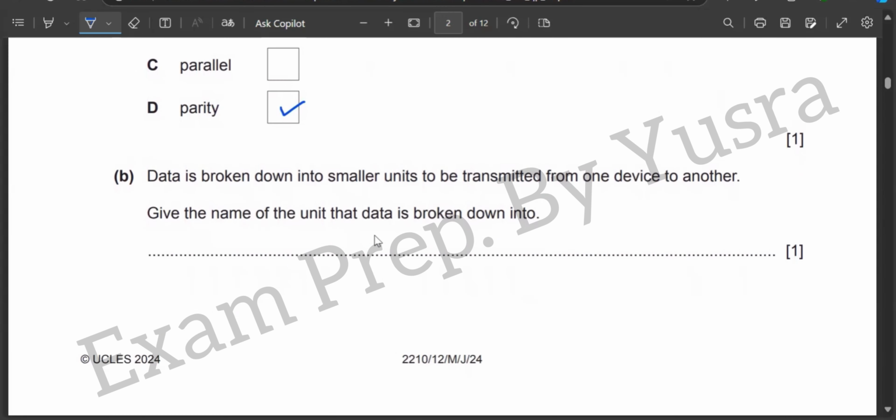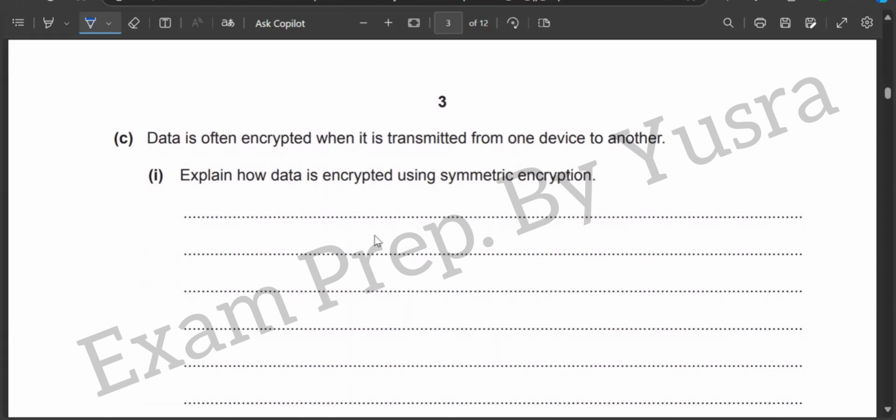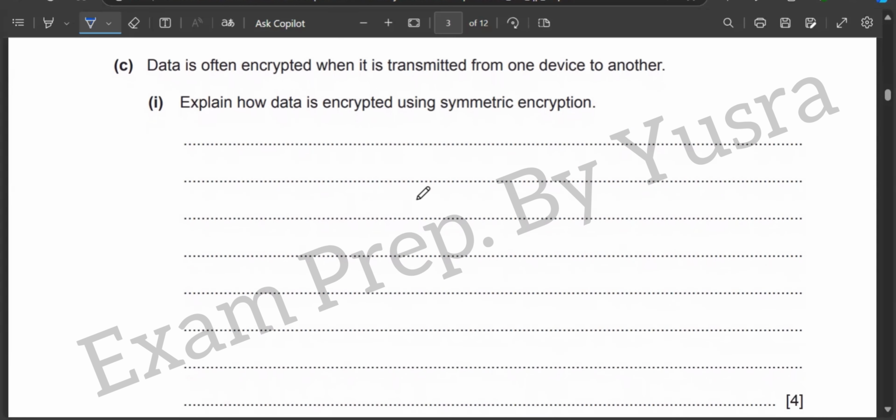Data is broken down into smaller units to be transmitted from one device to another. Give the name of the unit that it is broken down into. So the data is broken into data packets, which are also known as datagrams. Data is often encrypted when it is transmitted from one device to another. Explain how data is encrypted using symmetric encryption.